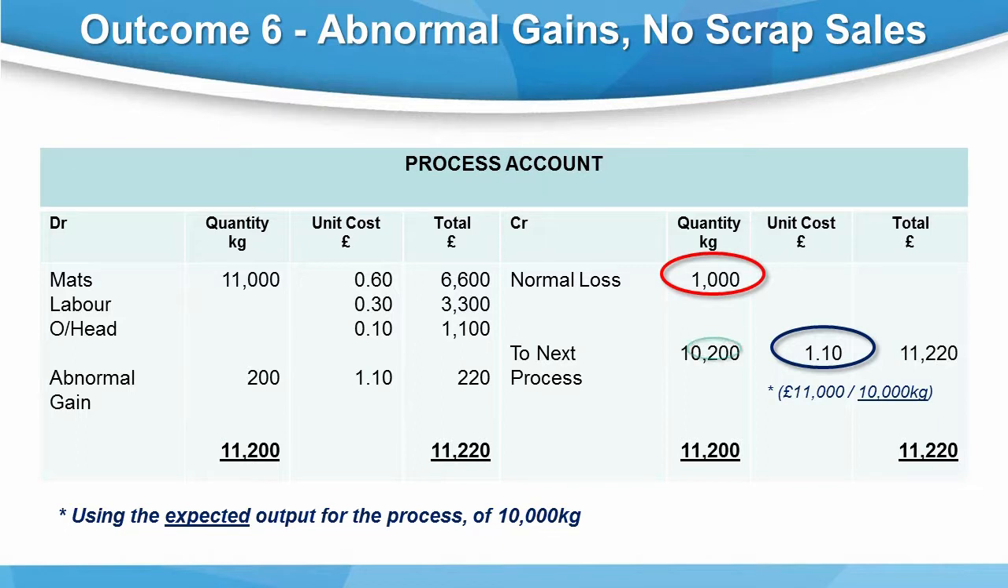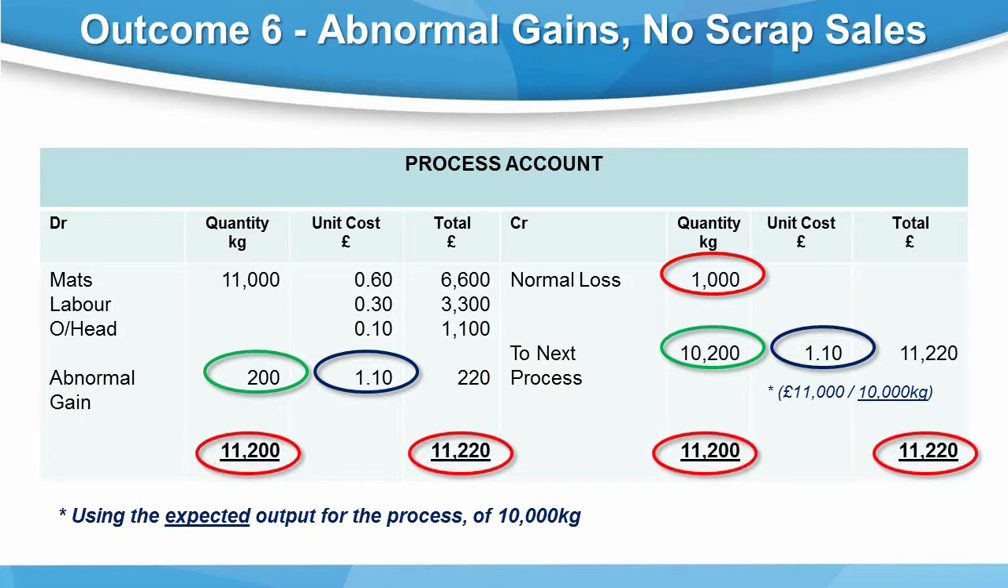However, in this case we actually have output of 10,200 kilograms instead of the expected output of 10,000 kilograms. Therefore, there's an abnormal gain of 200 kilograms. All 10,200 kilograms are valued at £1.10 on the credit side, and there's also a debit entry made to show the abnormal gain, 200 kilograms also valued at £1.10 per kilogram. This way the debit and credit sides will still balance, but this time at the quantity of 11,200 kilograms and total cost of £11,220.